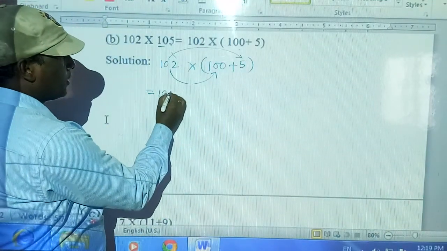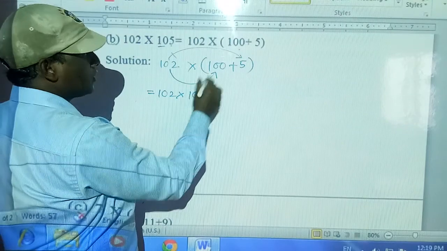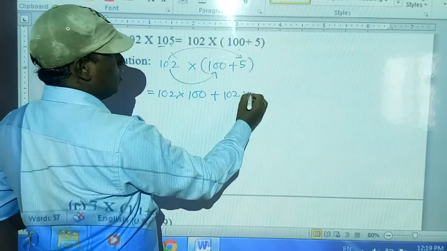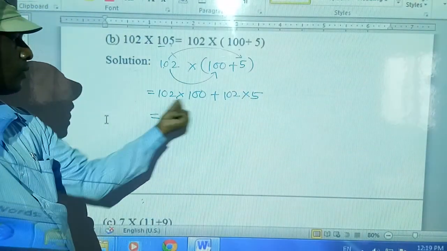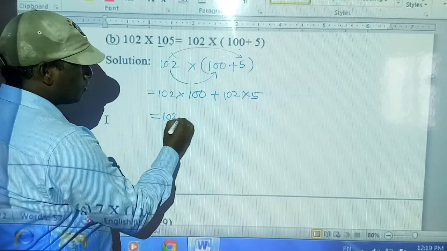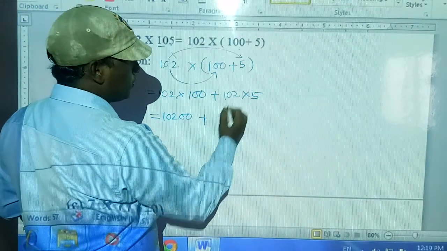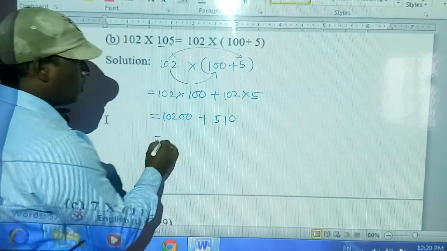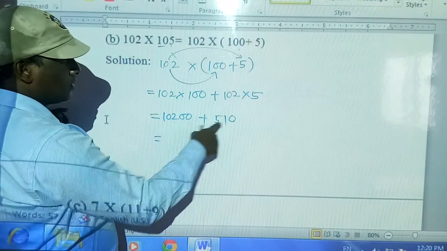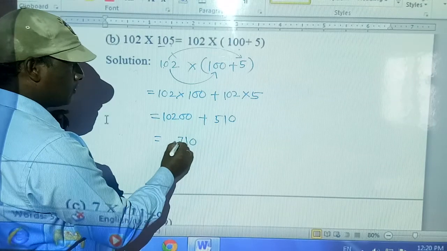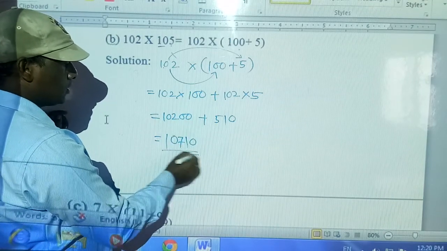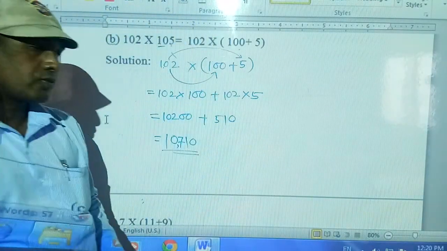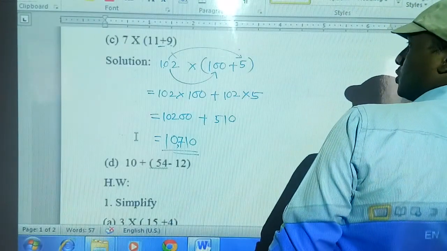So first write down 102 into the first number. What is the sign? Plus. Next 102 into 5 is equal to. If we are multiplying by 100, we can directly put 2 zeros here. Plus you should multiply 5 times 2 is 10, carry 1, 5 times 0 is 0, plus 1, 5 times 1 is 5. If you add, what will you get? 0, here 1, 5 and 5 is... 10,710. This is our answer. Okay students, so this is also expanding of the bracket. Next we will take one more example.